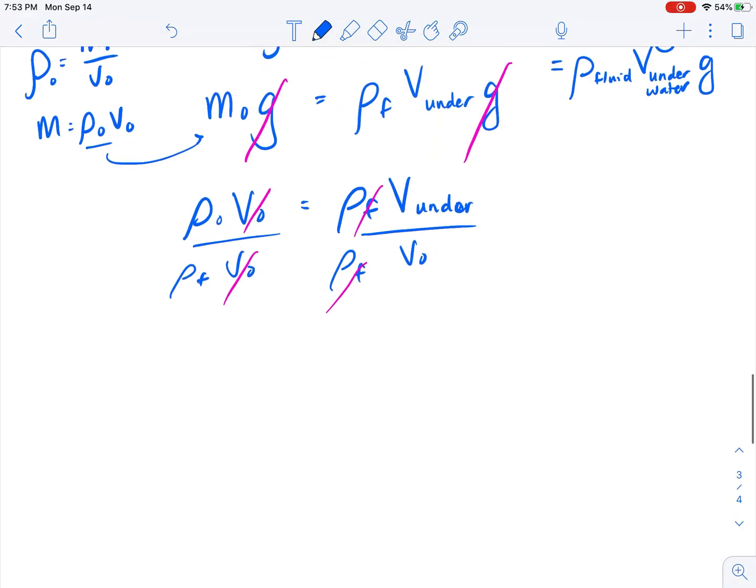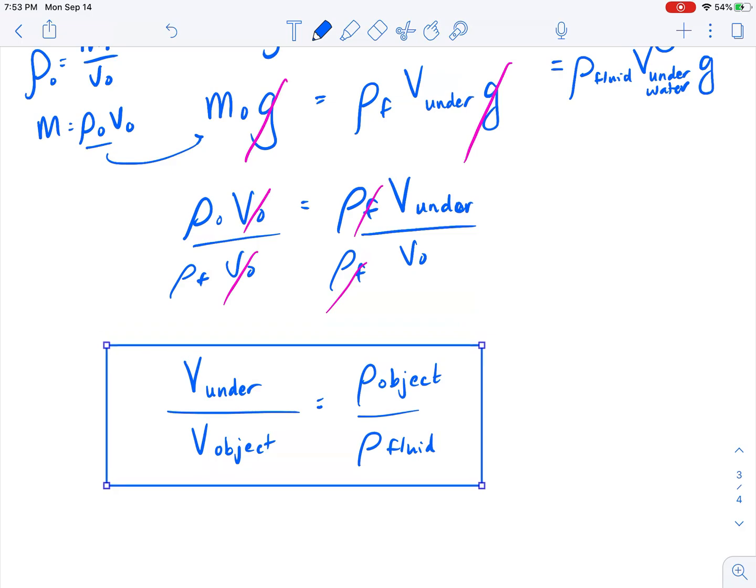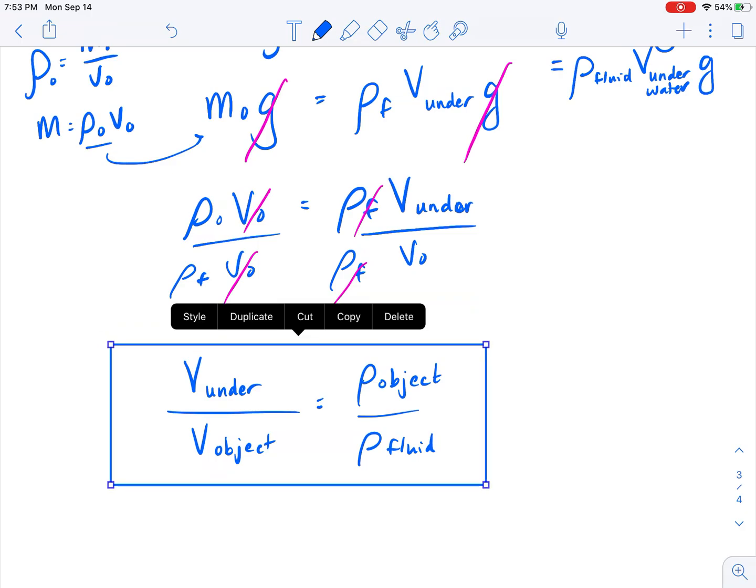So here it is. The volume of the object that's underwater, the amount that's underwater, divided by the volume of the whole object equals the density of the object over the density of the fluid. This formula is super, super handy. And I'll just do a quick example to show you why.